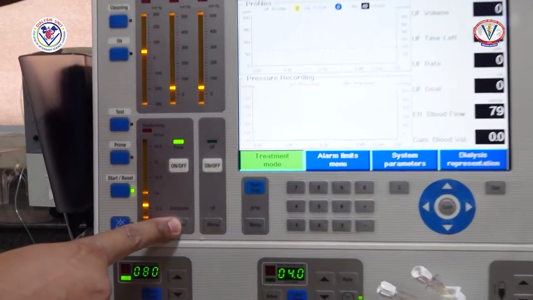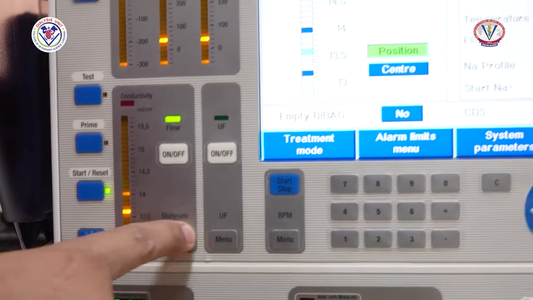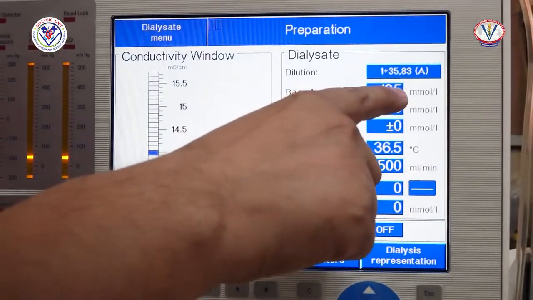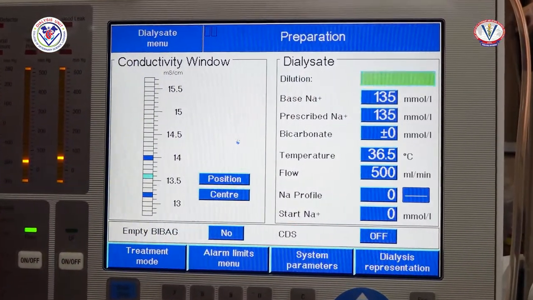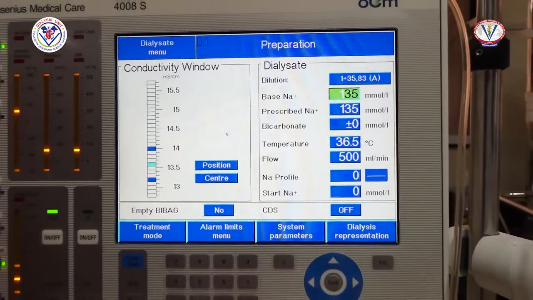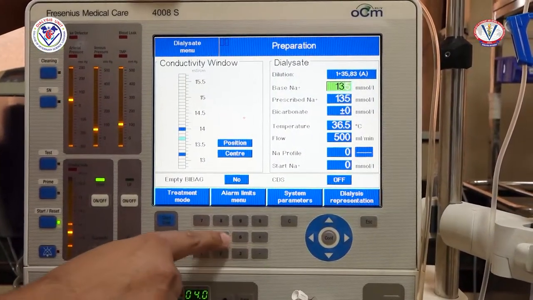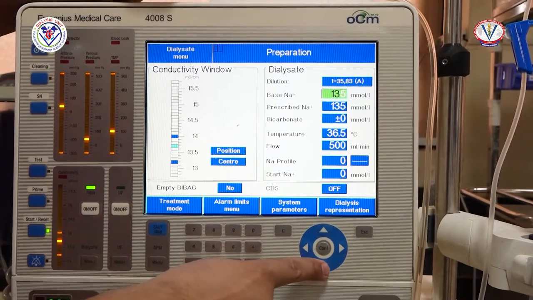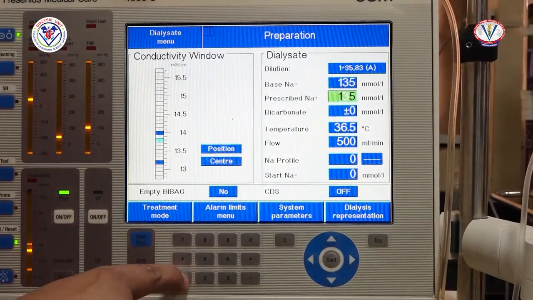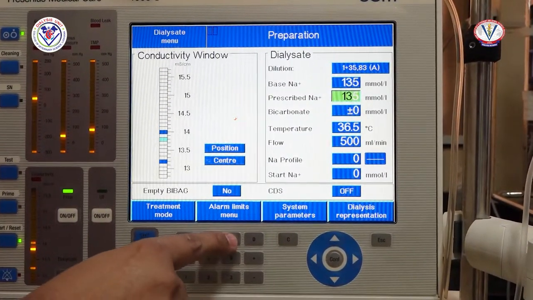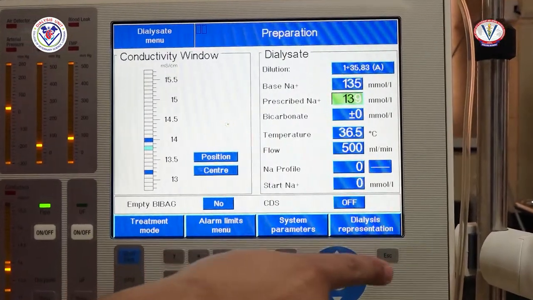After this, enter the dialysate menu and enter base sodium, which is the amount of total sodium present in part A and part B, which in our case is equivalent to 135 millimole per liter. In prescribed sodium, enter the level of sodium according to the patient's sodium level, and confirm the changes.